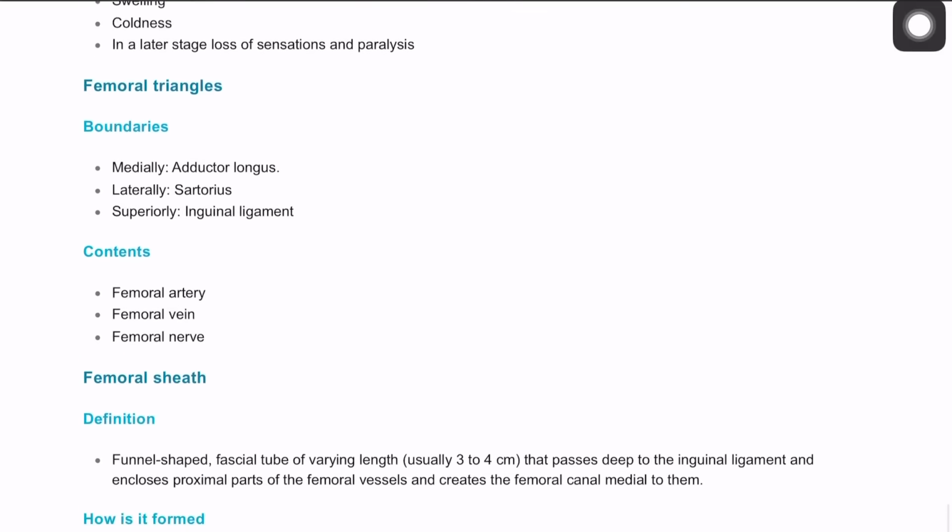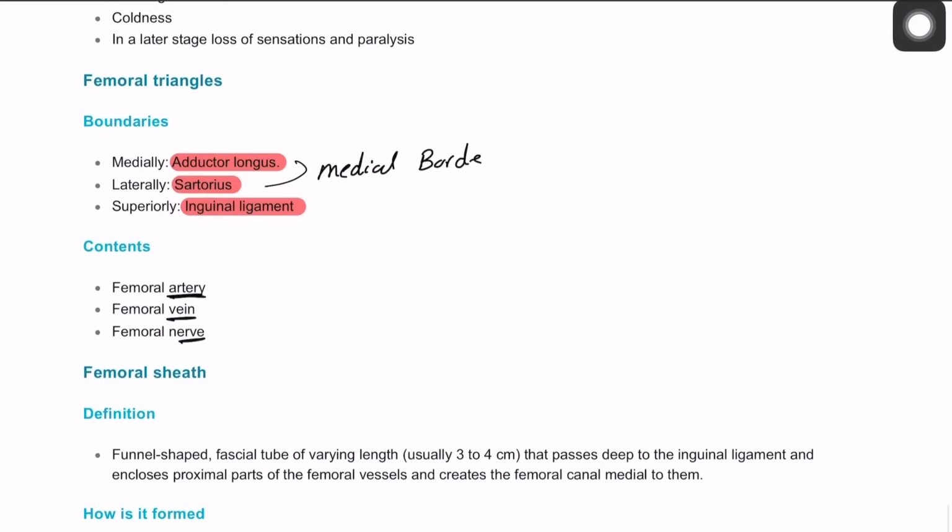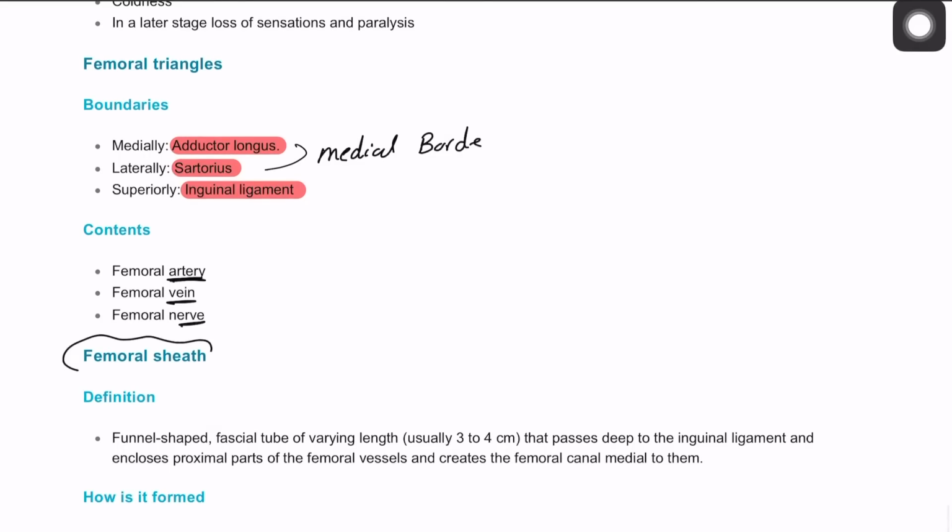So the femoral triangle boundaries: medially you have the adductor longus muscle, laterally the sartorius muscle, and superiorly the inguinal ligament. For those two muscles, we're talking about the medial border of both, not the lateral border. And for the content, we talked about the femoral artery and vein and the femoral nerve. We're going to come back to talk about the femoral sheath and how it is formed.